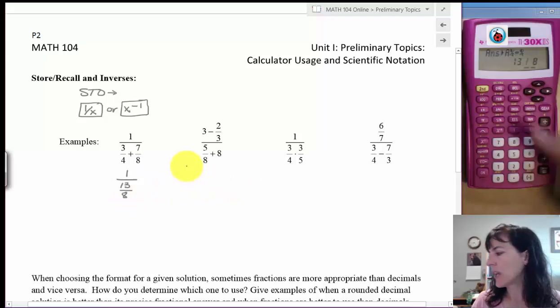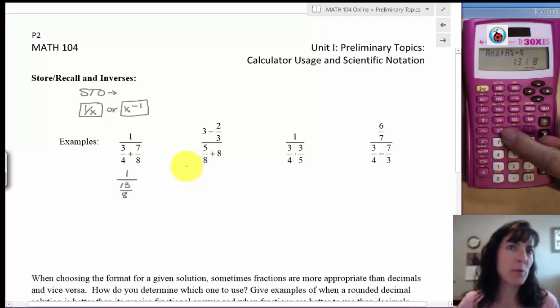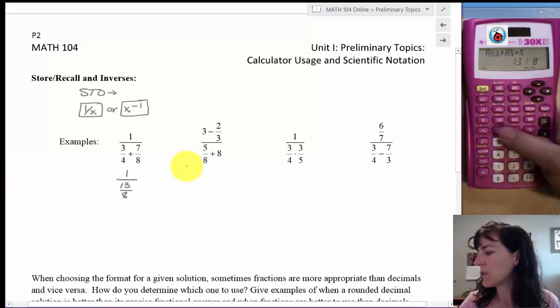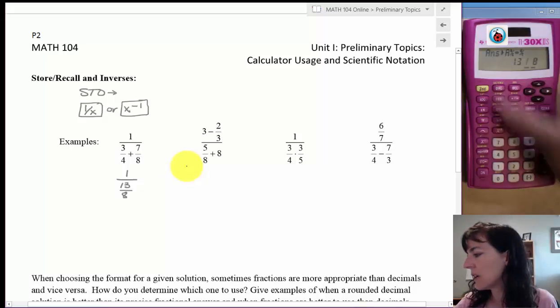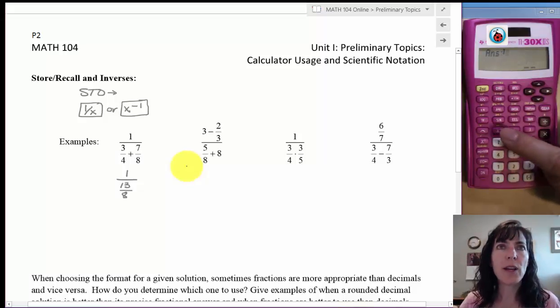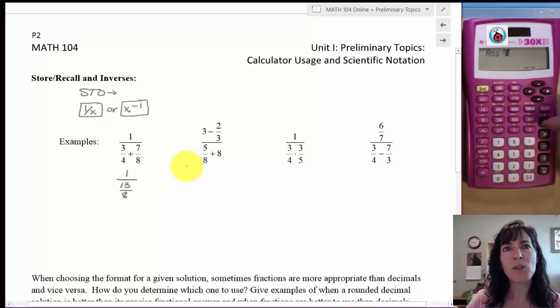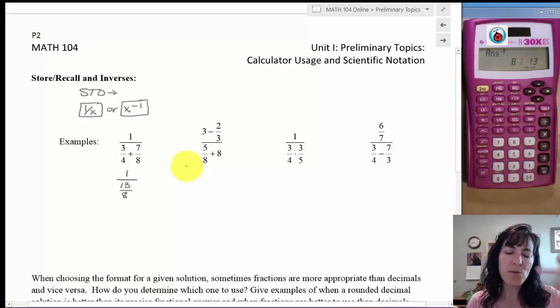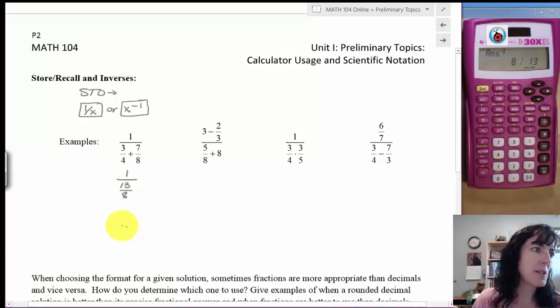So in our case, I have an x to the -1 button, and I will just do answer to the -1 is what it ends up doing for me, and then push enter. And it really just flipped over my fraction. So my result is 8/13.